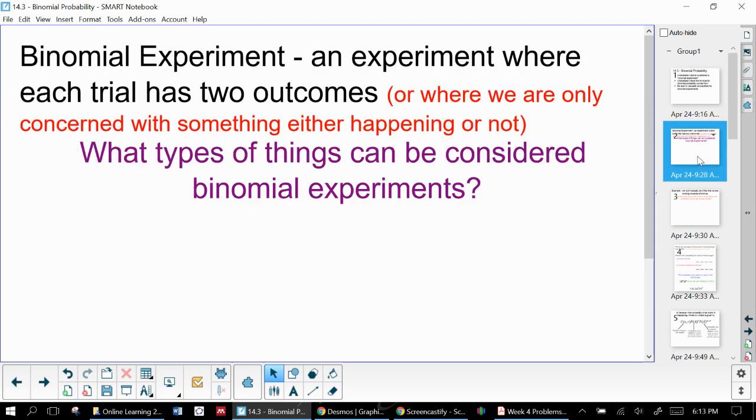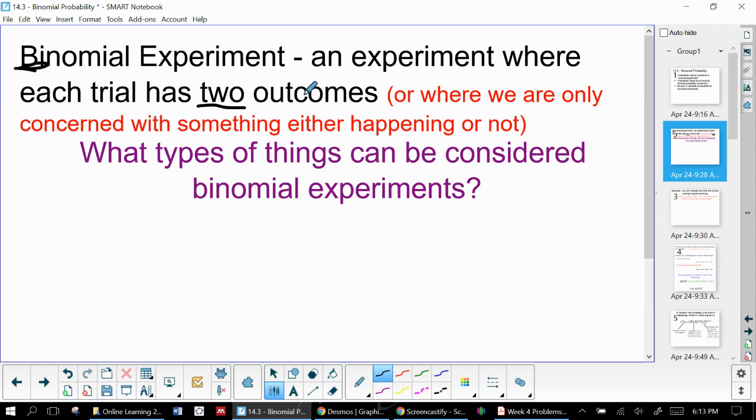So the very first thing we've got to talk about is what a binomial experiment is. Very simply, anytime you see the prefix bi, that's going to have something to do with 2. It's an experiment where each trial has exactly 2 outcomes. A classic example would be flipping a coin. You've got heads and tails. But anytime we can write something so that it has a thing we want to happen and a thing we don't want to happen, those can be 2 outcomes.